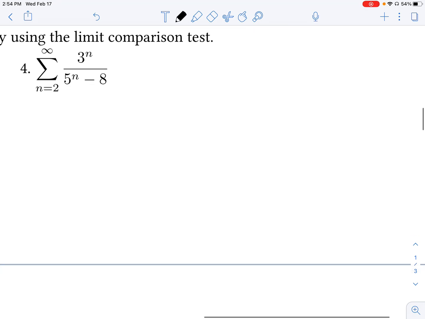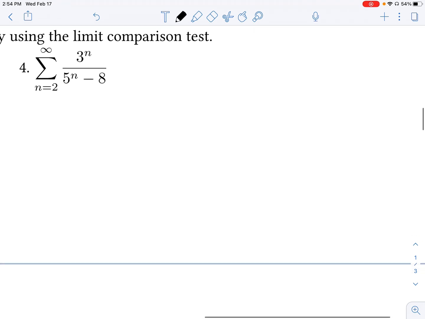Let's try to look at this one. And again, I encourage you to pause the video and try this one first on your own, and then check it with Google Classroom, or just wait to see what I'm about to say. So what would be a good series to compare this to? Well, again, I'm going to look at the degrees here, and that gives me a good sense that I want to look at this series instead as a comparison.